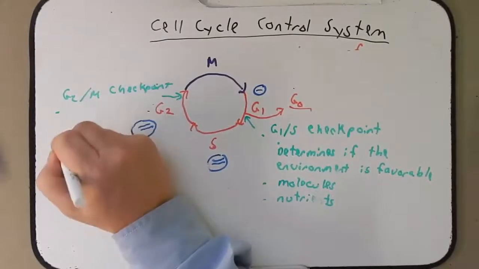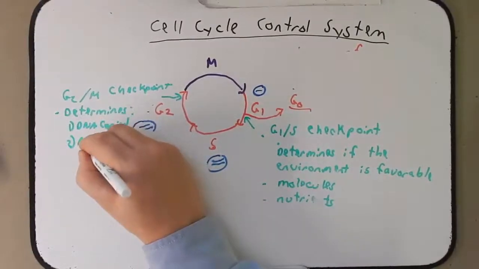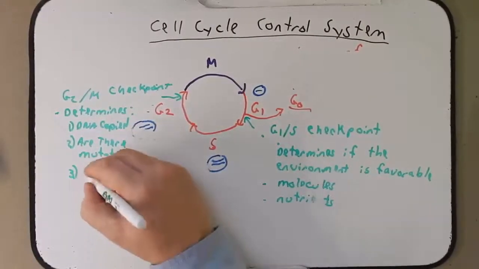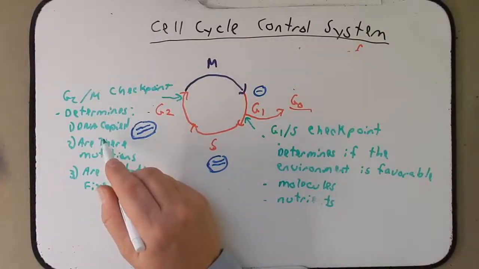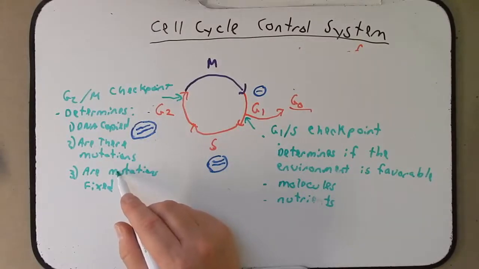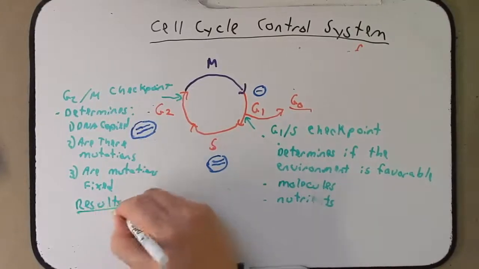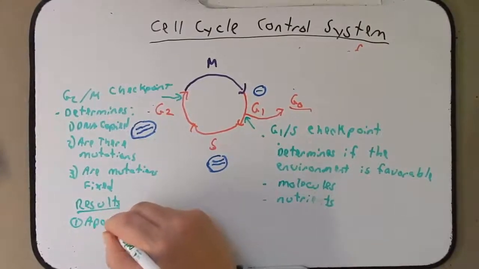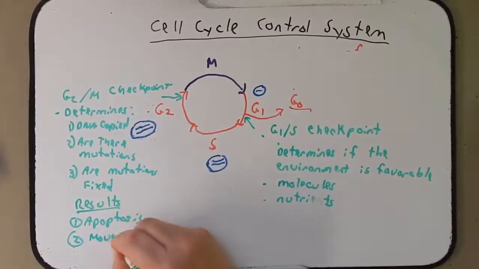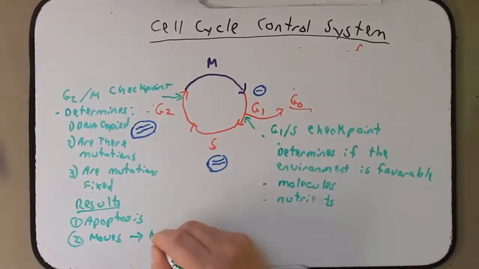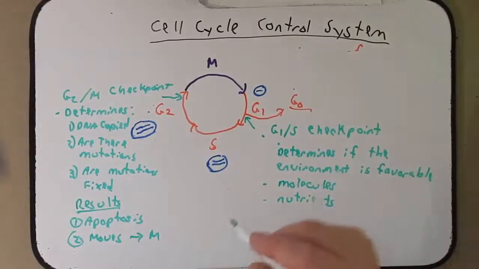And what's happening here is the cell determines the following. Is the DNA copied? Are there mutations? And if there are mutations, are they fixed? There are times that the cell will encounter several mutations and it determines it can't fix them. So sometimes the result is one of 2. It may go through apoptosis and the cell will die, but if those errors can be fixed, and they are fixed, it moves past this checkpoint into M phase. We haven't talked about M phase yet, but we will talk about it later.